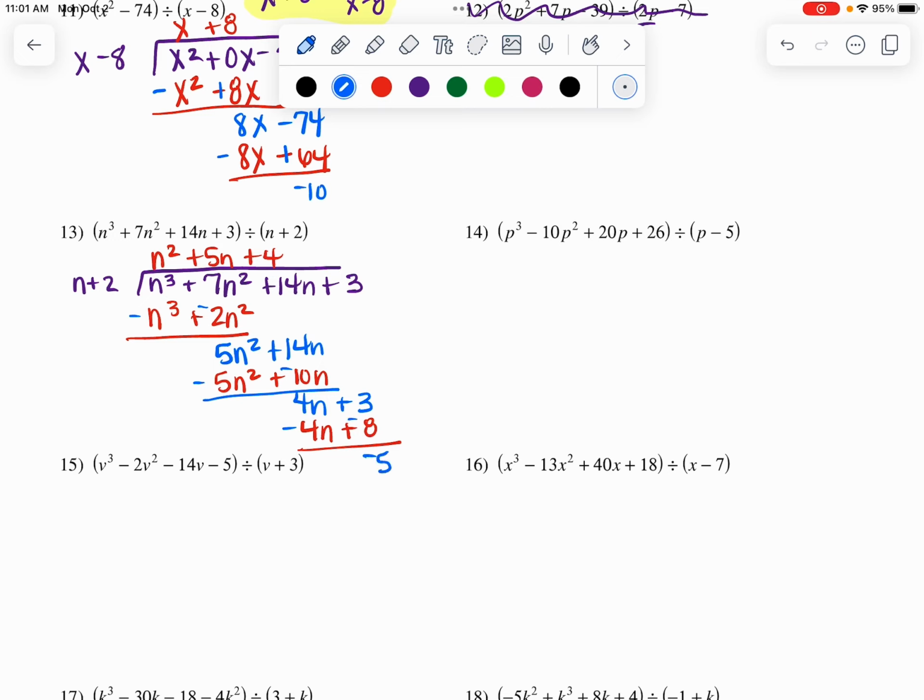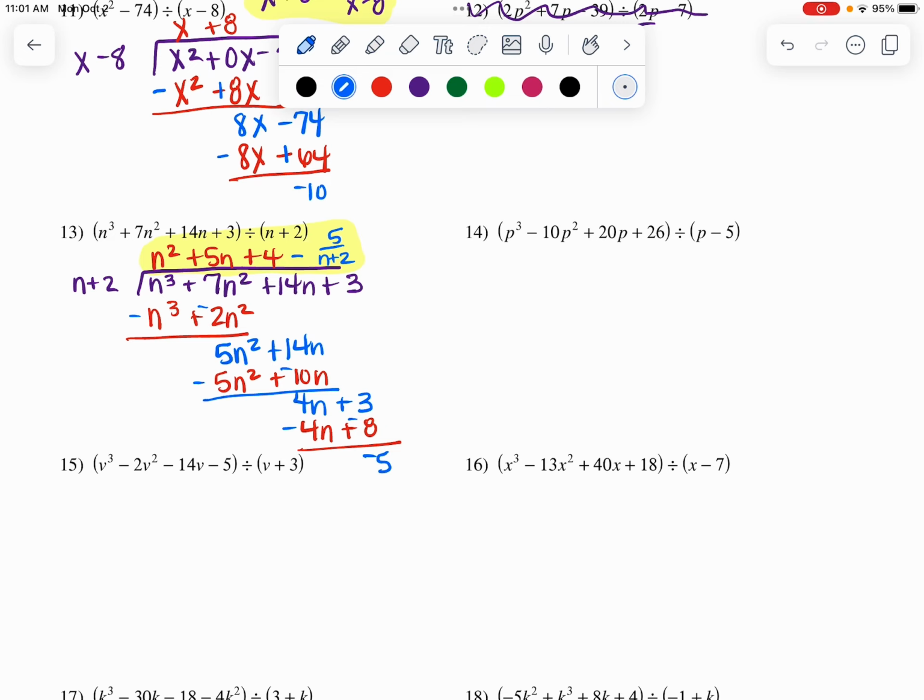So the answer, I'm just going to write it up here, would be n squared plus 5n plus 4 minus 5 over n plus 2. So that is the solution for number 13.